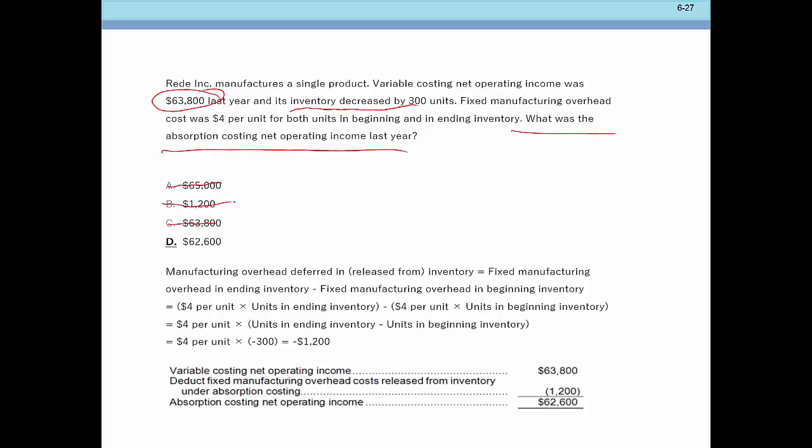But let's just go ahead and take a look at it. It's 300 units, and it's 63,800, right? And we have to take the $4 times how many units? Times the 300 units. What's that, 1,200? We subtract that 1,200, that's 62.6.